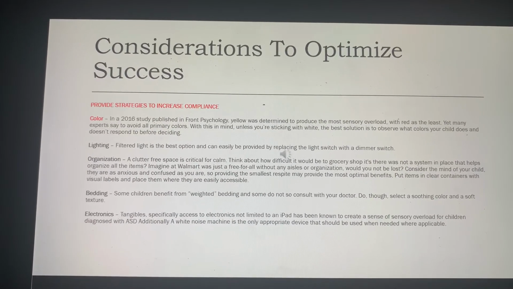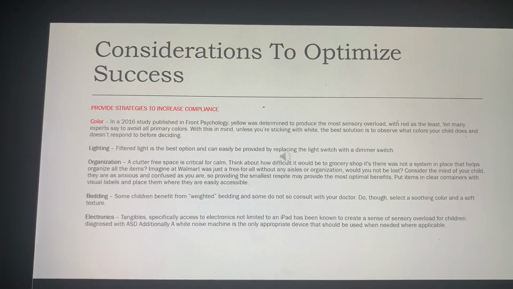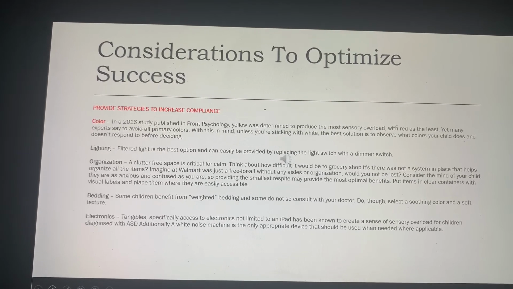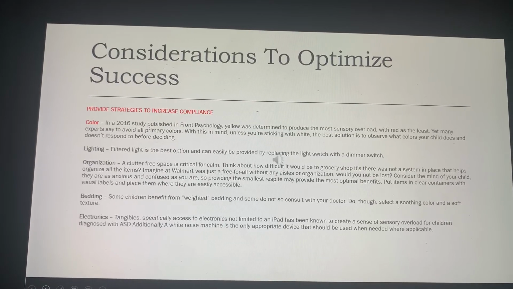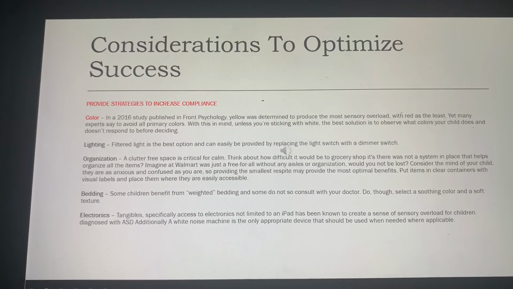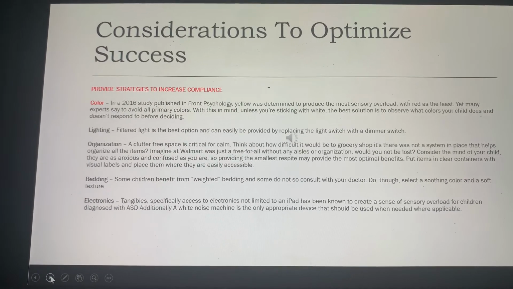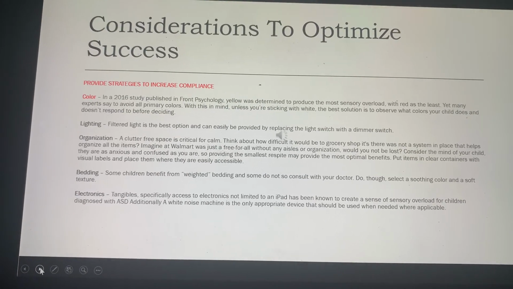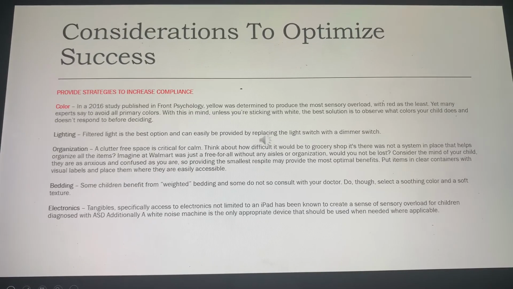Consider lighting. Filtered light is the best option and can easily be provided by replacing the light switch with a dimmer switch. Organization is always key. A clutter-free space is critical for calm. Think about how difficult it would be to go grocery shopping if there wasn't an organized system in place. Imagine if the oranges and apples were with the toilet paper and the cleaning products. It'd be a mess. Imagine Walmart, just a free-for-all without any aisles or organization. Would you not be lost?